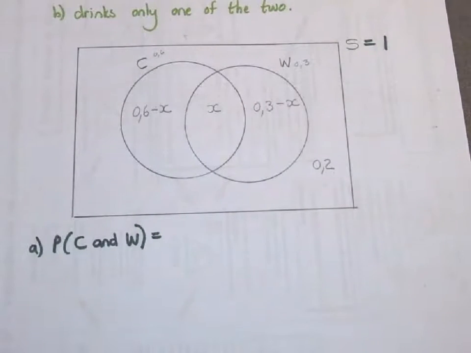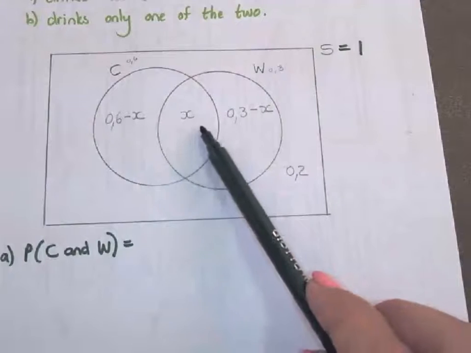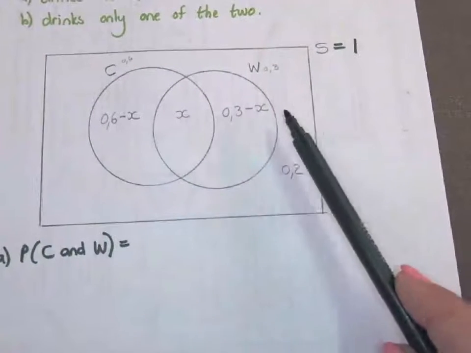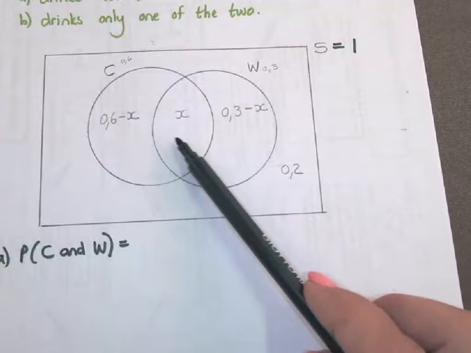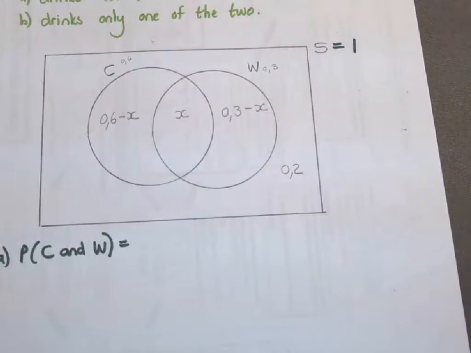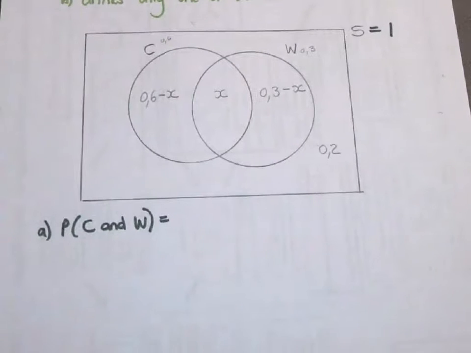Can you remember there was a formula that says the probability of cold drink plus the probability of water minus the probability of both equals 1. So we're going to use that one.